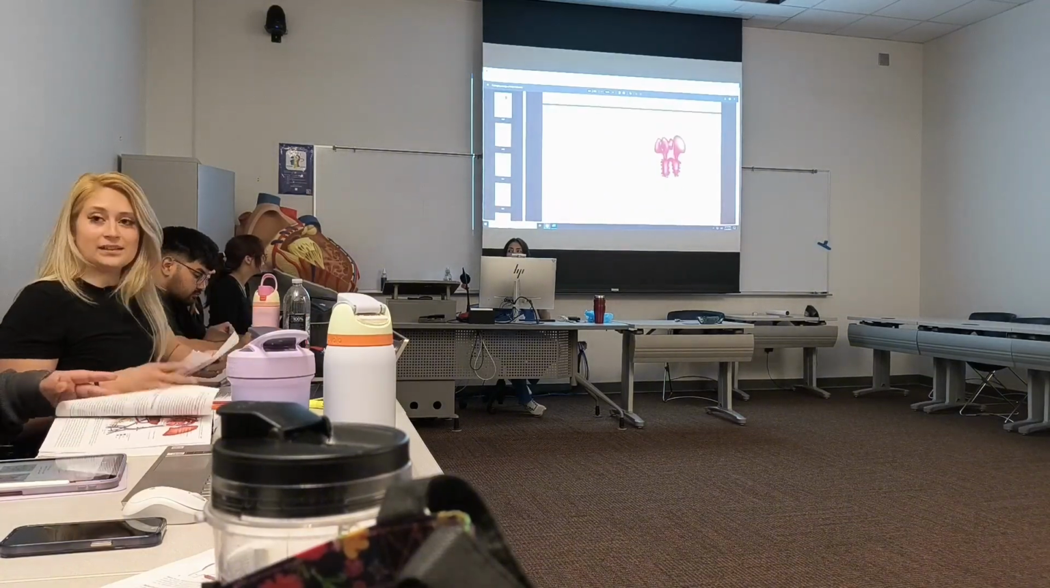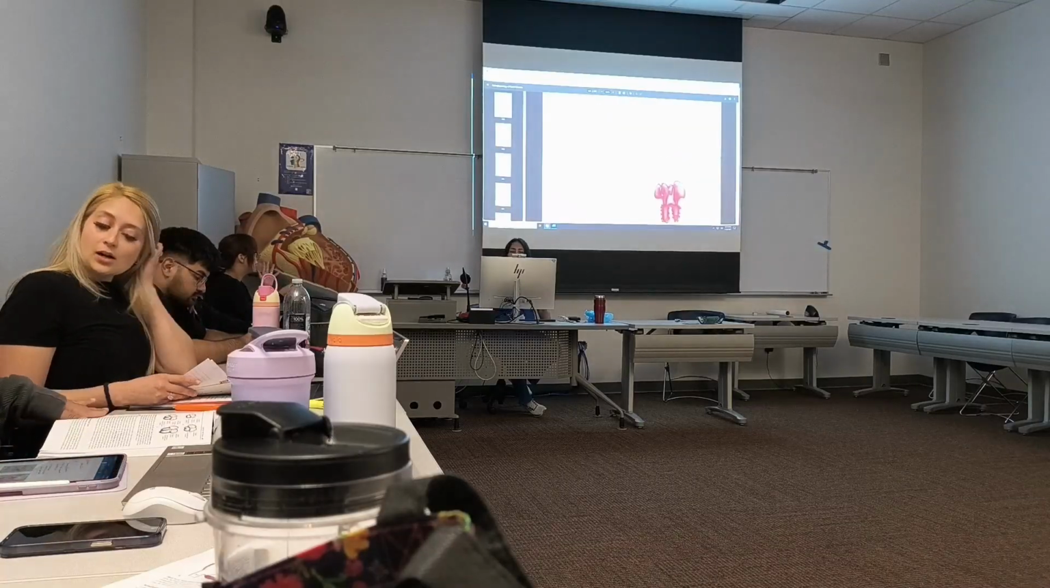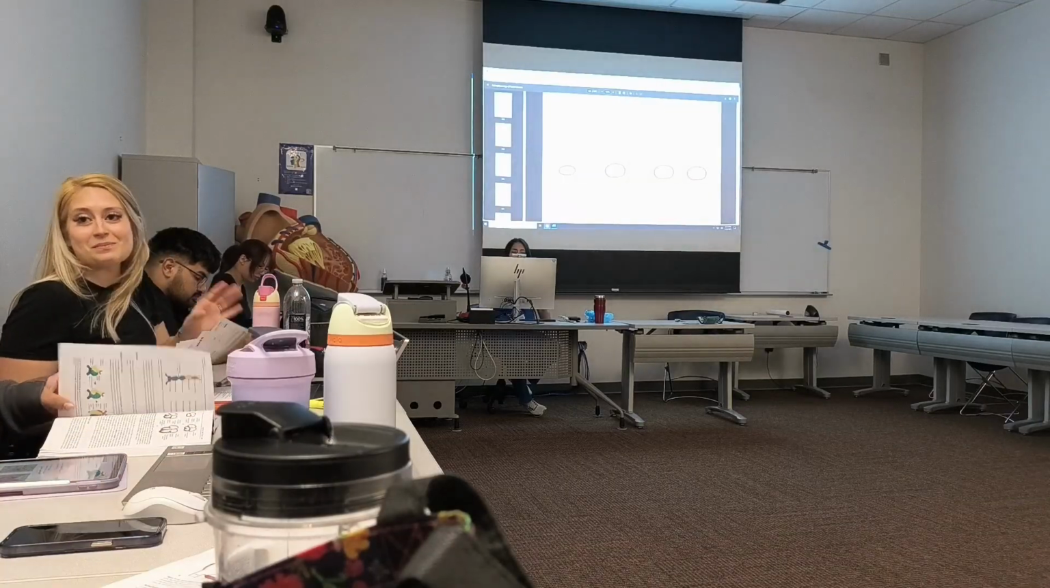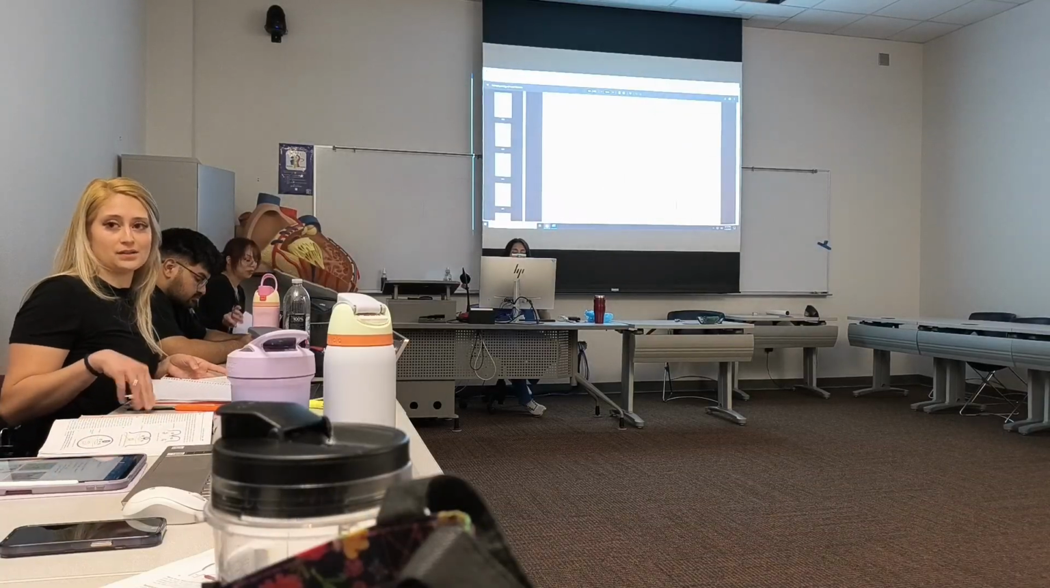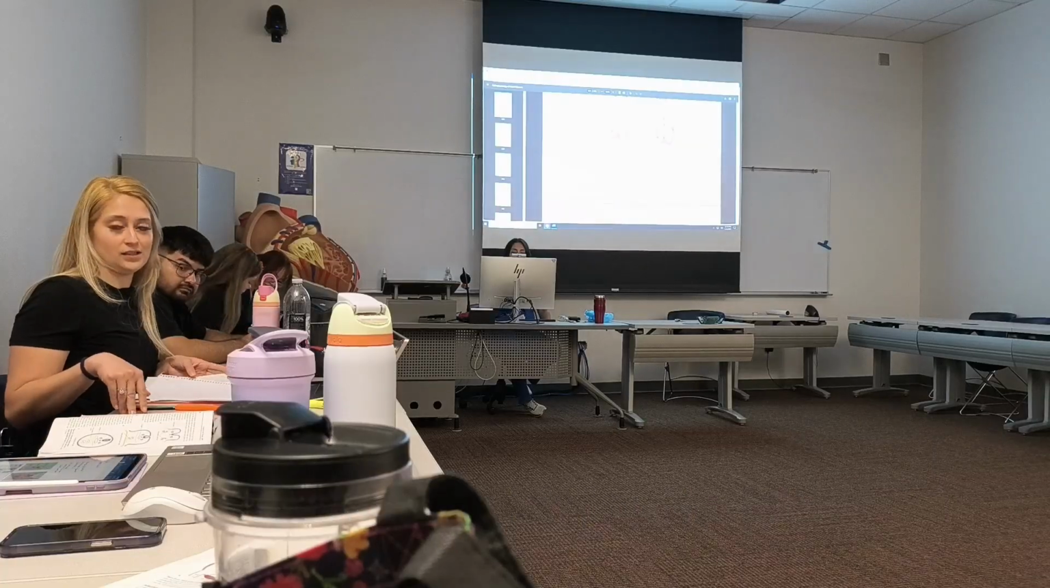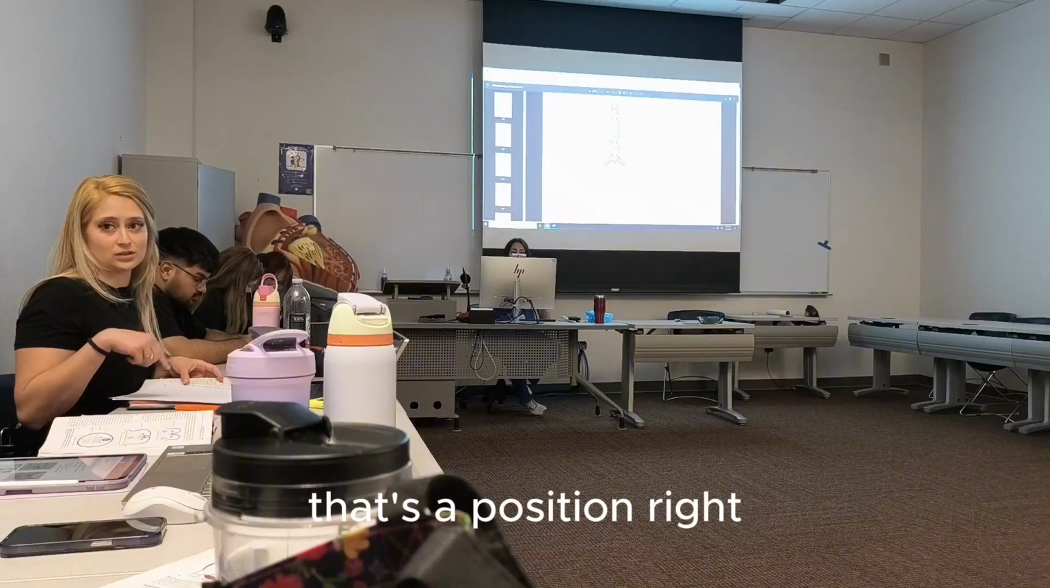Stable looping. Is that going to be on the exam? Like when the heart turns to the left side instead of the right? I've never seen one. Really? Right? That's it. Remember, that's because of the transition.